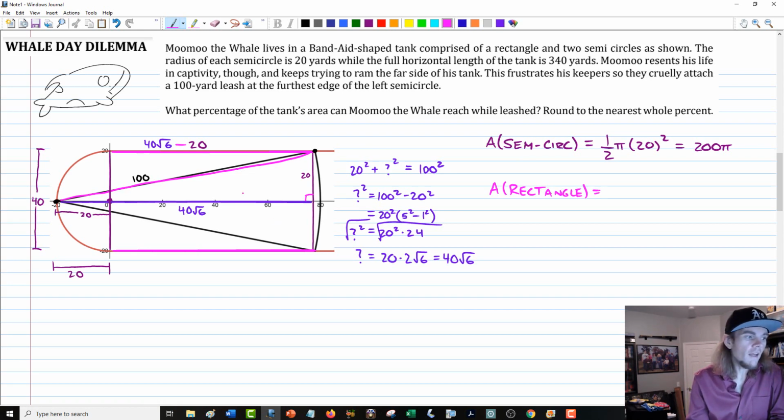The area of that rectangle in the center is going to be the base times the height. Well, the base of that rectangle is the 40 that we were given by the information about the semicircle. The height, on the other hand, is 40 root 6 minus 20. And if you wanted to multiply this out, which I did yesterday because I felt like it was cool to do, you get 1600 root 6 minus 800.